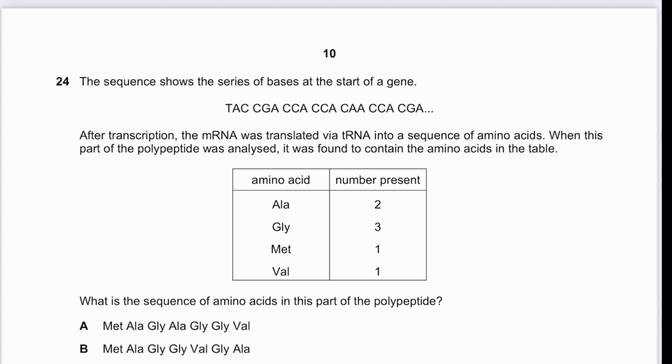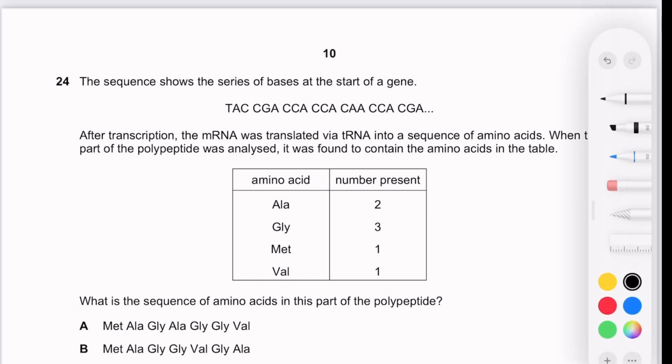So here we're going to try translation via tRNA. Okay, so let's go ahead and use the genes. So we can see that first off, TAC is a known code and it codes for methionine.